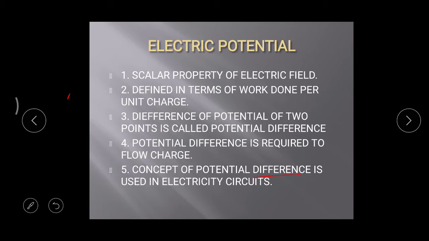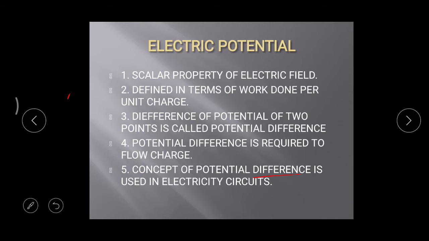This potential difference concept is very useful in flowing charge from one point to another, because charge only flows due to potential difference, and that is why we use batteries and cells to flow current in the circuits, where charge of the conductors flows due to the potential difference applied by the battery. So these are some of the points regarding potential and potential difference.